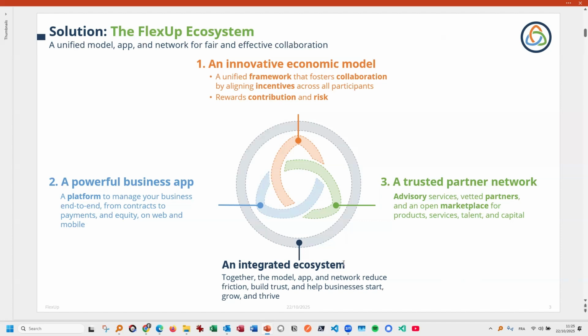Padma, yeah, thanks. So there's a lot of business apps out there. There's a lot of advisors, and there's also a few alternative models. But I don't know many systems where all of this is integrated, right? And that's one of the things that makes FlexUp quite unique, is that all of this is integrated. It's a little bit like the Apple ecosystem. They have the hardware, they have the software, they even have the content. All of that is integrated.